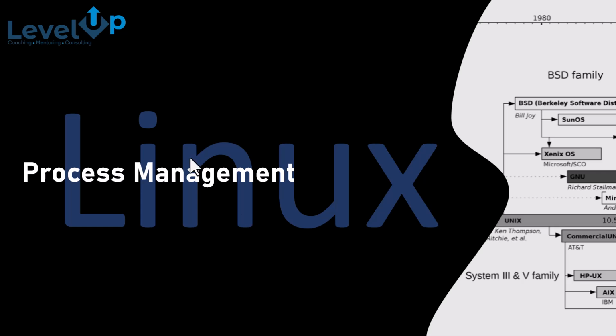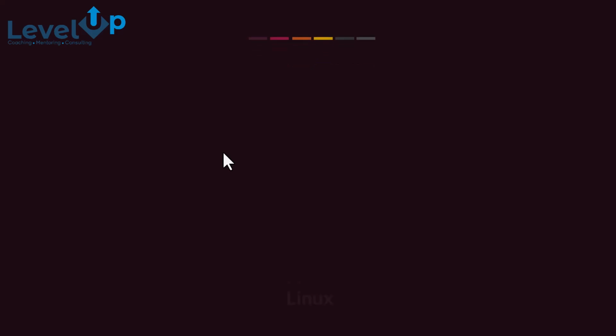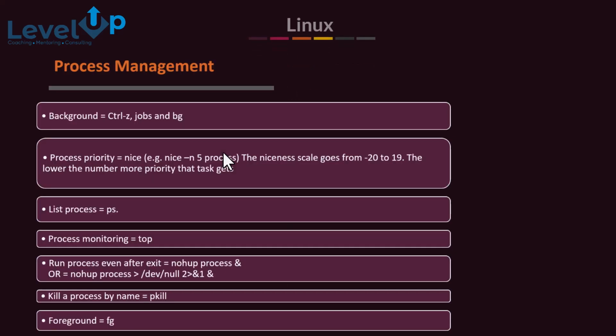In this particular session, we'll understand a couple of important features of process management. Now, what is a process? You can simply say it is a task that is being run by the system. You can run the task in the background or in the foreground. Let me go straight to my console and explain this to you.